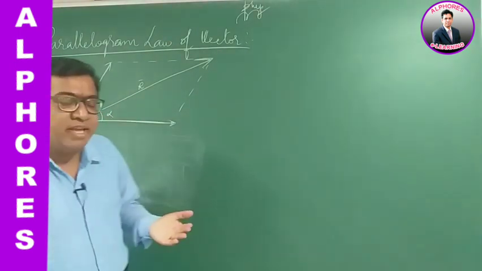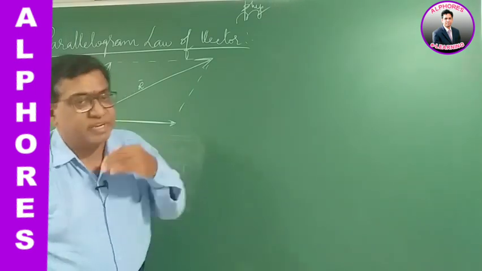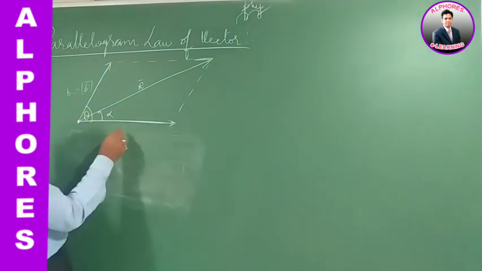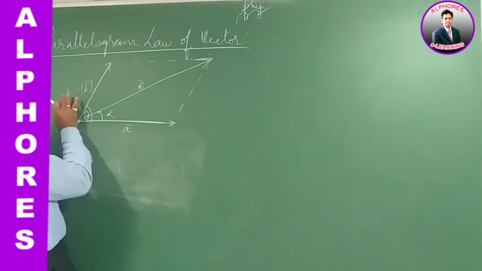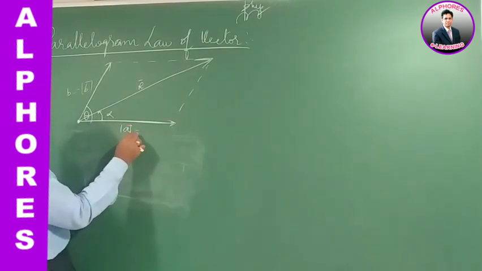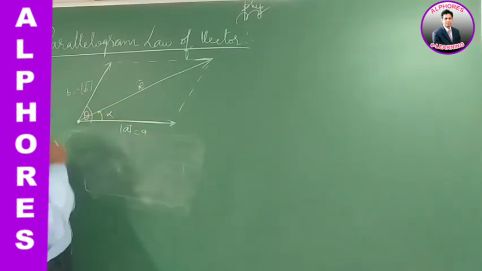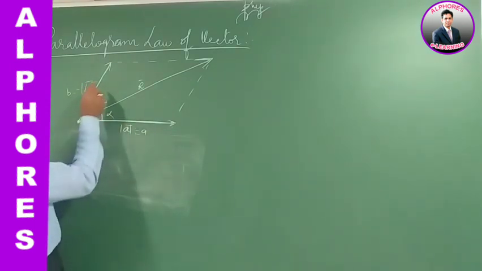Let us do the same thing by resolution of vectors. Let A bar and B bar be two vectors. Their magnitudes are A and B, right? Represented as two adjacent sides of a parallelogram.